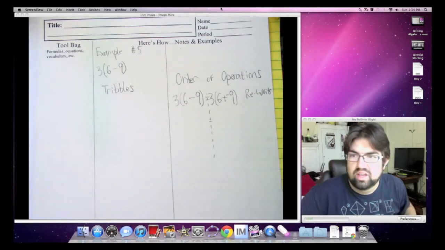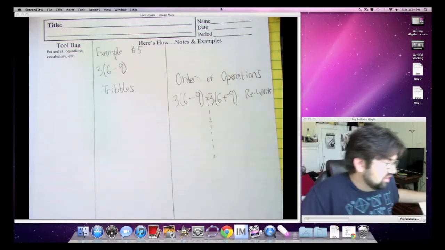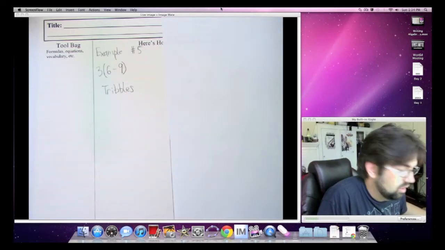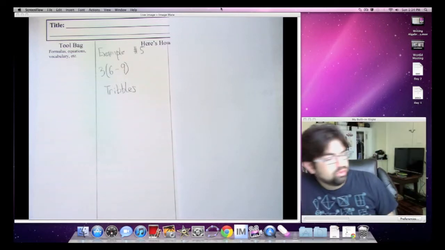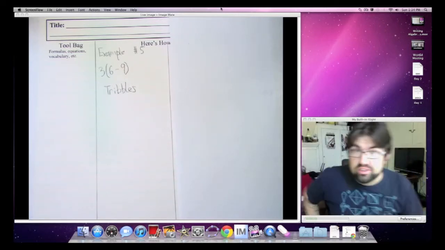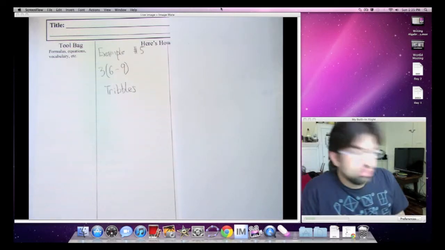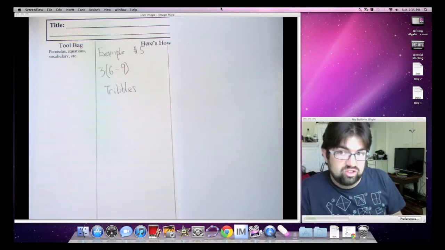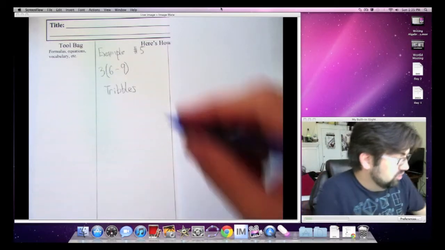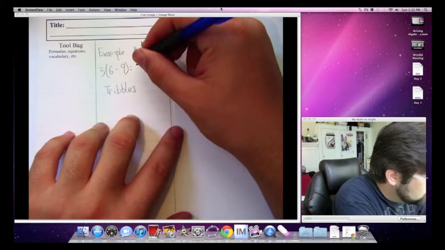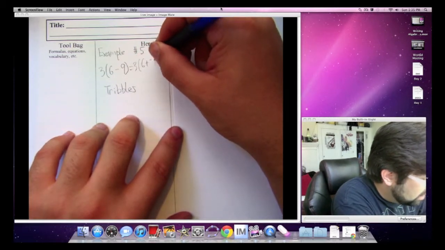Let's say I have the example of 3 times (6 minus 9). So now we're going to cross over a little bit. Order of operations says I do what's in the parentheses first. So if I have 3 groups of 6 and negative 9, there's a bunch of different ways of doing this. I'm going to do it this way. I'm going to change it to 3 times 6 plus negative 9.